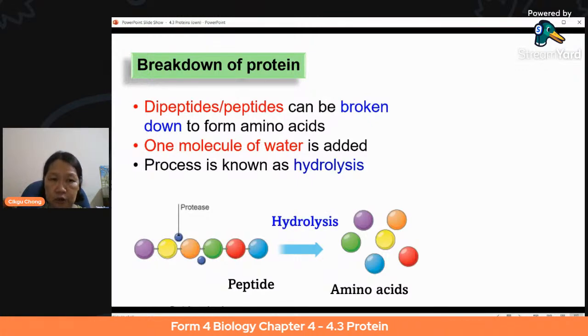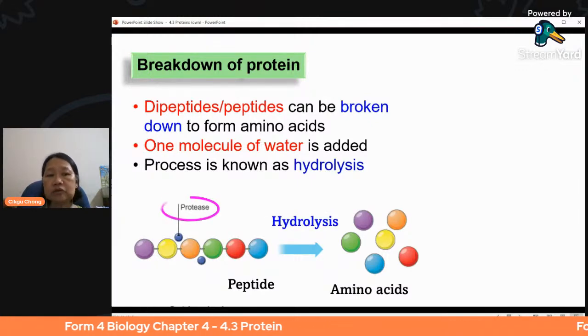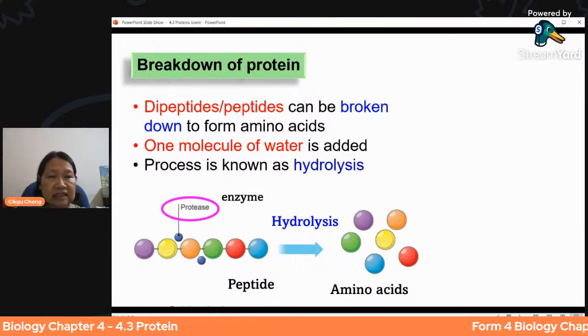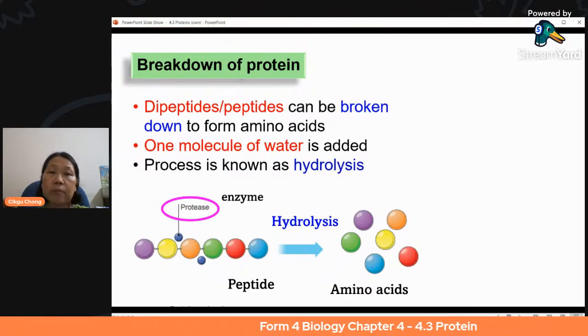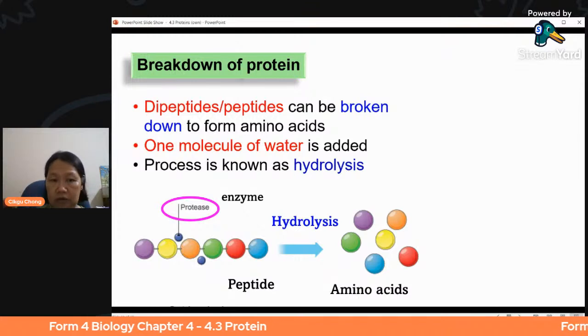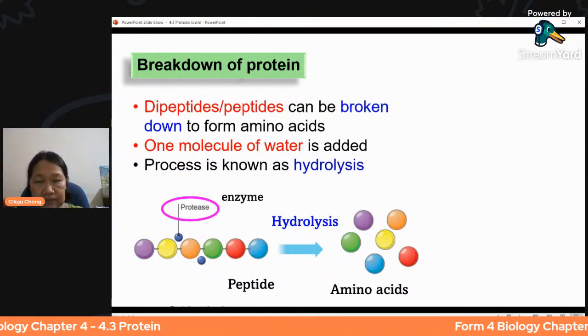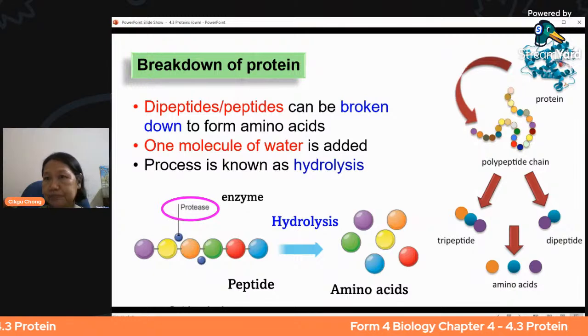Okay, of course, you may need some enzyme to hasten the process, make it a bit faster. And the enzyme that does it is called protease because it acts on protein. Okay, it breaks the bond. You can see that now you get amino acids. Okay, so now you see the entire picture.